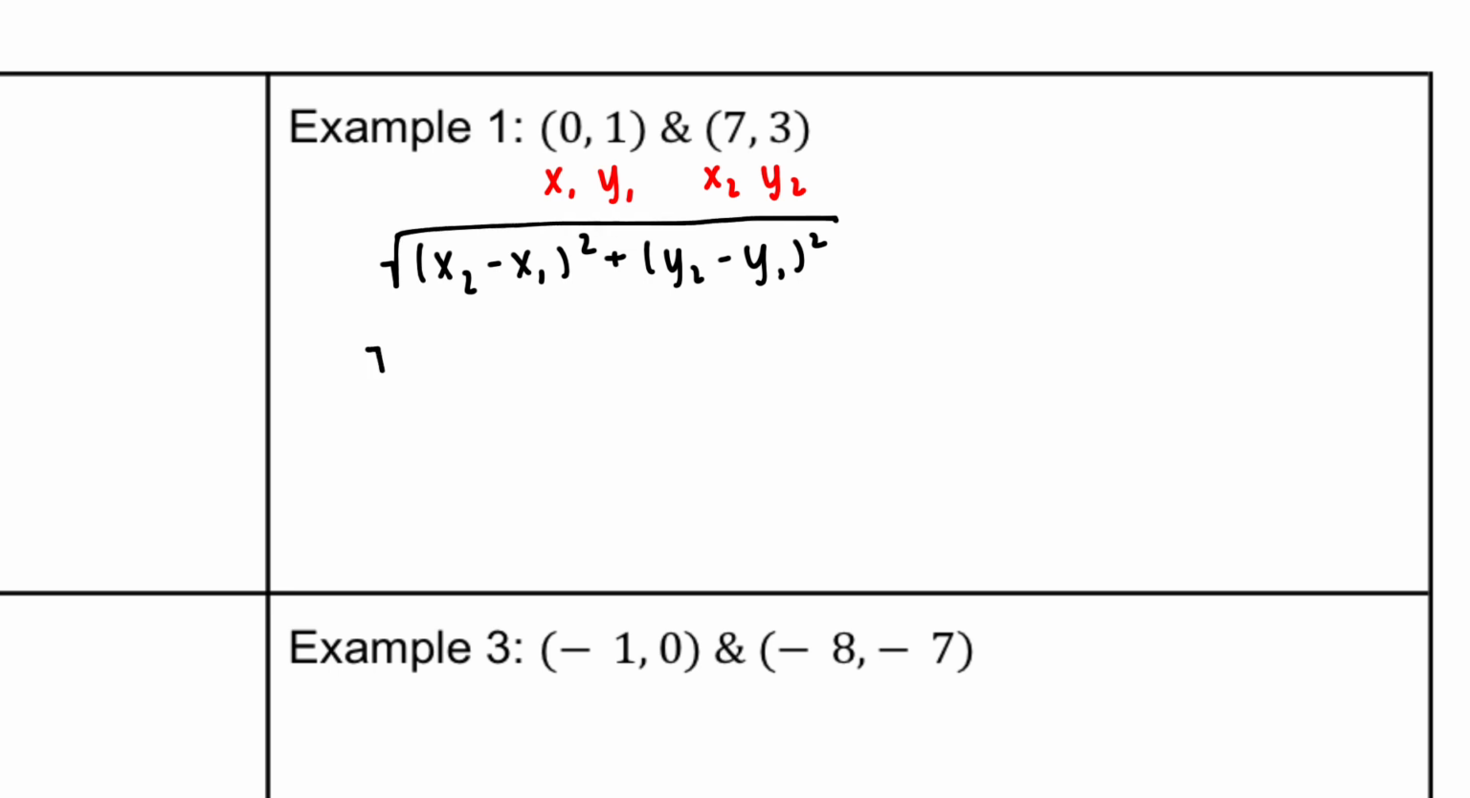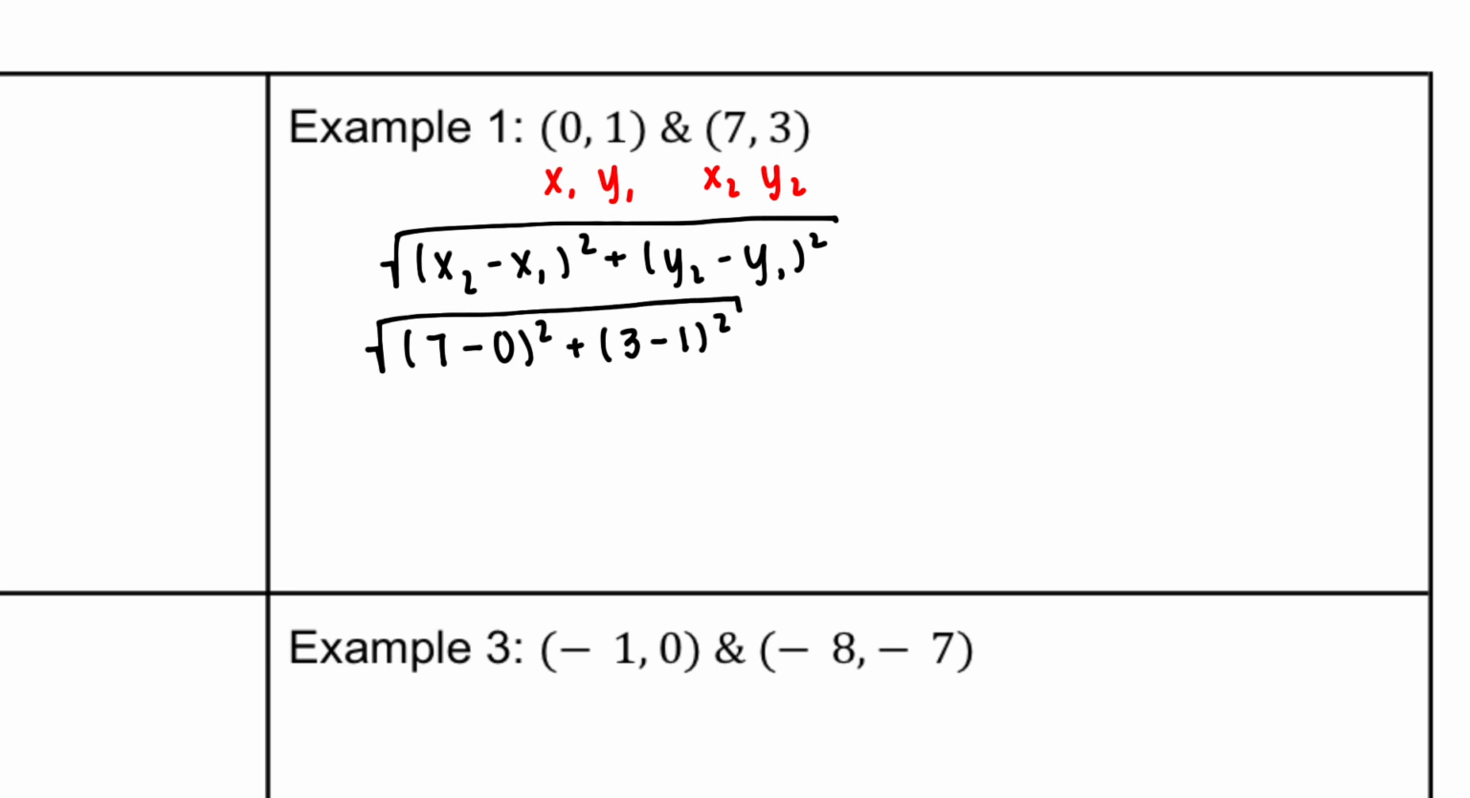So I start off with that square root, but in my first parentheses, I have x2. So when I look up at the top, I put x2 as 7. So I'm going to start my parentheses with 7 minus my x1, which is 0. So I have 7 minus 0 squared, plus my y2, which I have as 3, minus my y1, which I have as 1, squared. All underneath that square root.